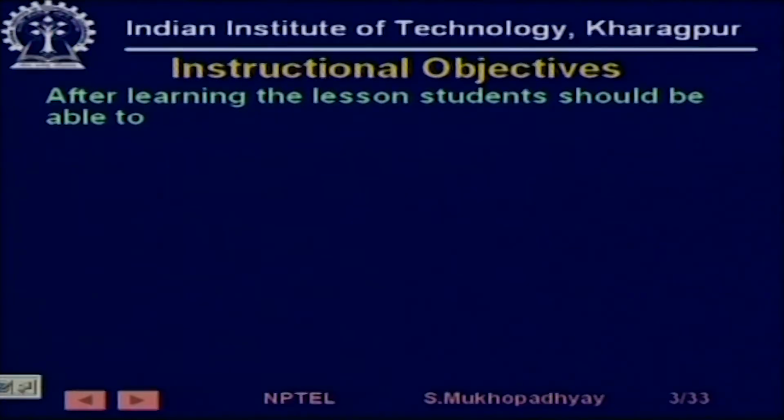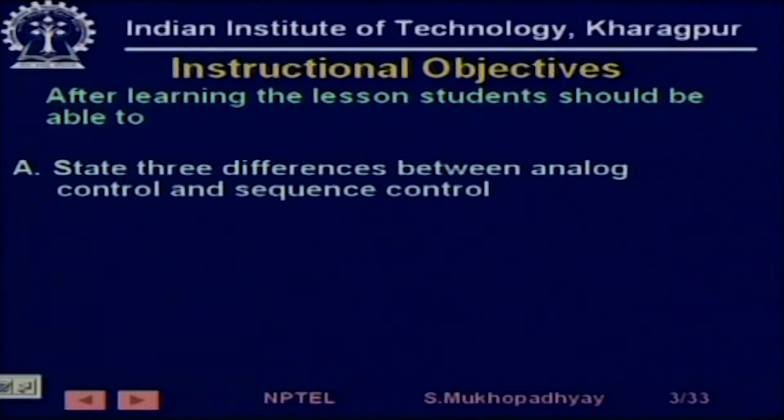So, after learning the lesson, the student should be able to state three differences between analog and sequence control. This is important because traditionally an electrical or manufacturing or chemical engineering student is typically exposed to analog control, while the kind of control that we are considering here is different in nature. So, it is important to understand the differences between analog control and sequence control.